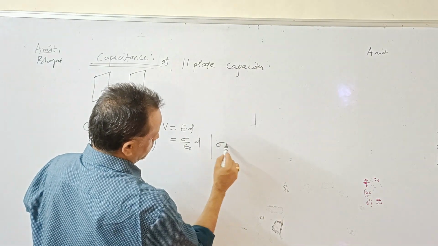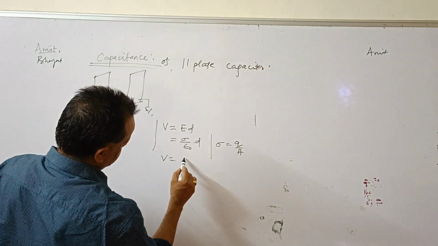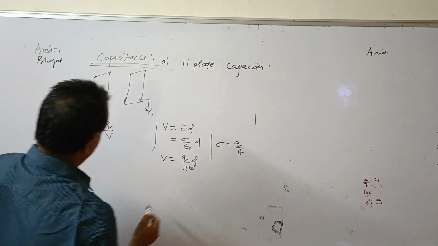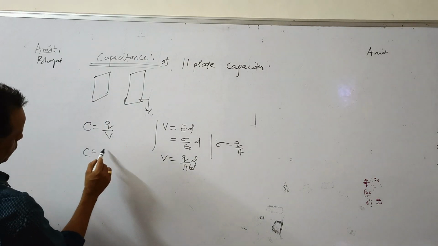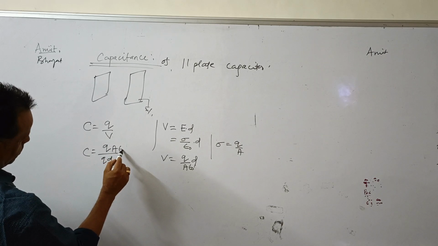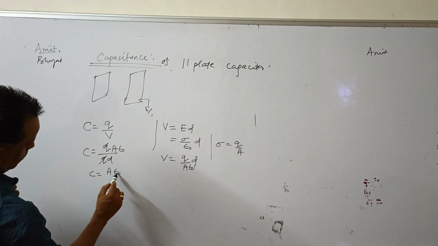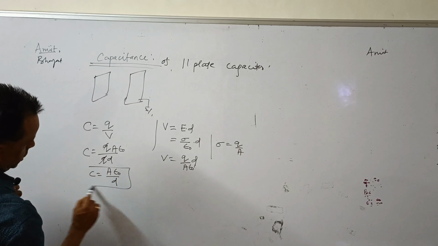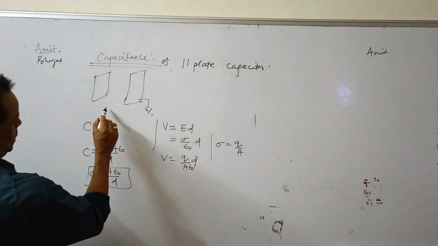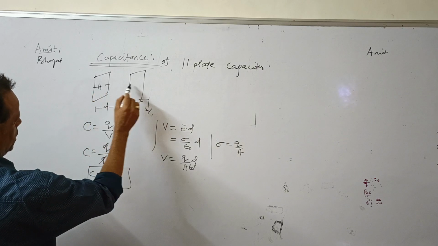Sigma is the surface charge density. So sigma can be written as Q by A, and V is Q d by A epsilon naught. C is equivalent to Q into A epsilon naught by Q d. Q gets cancelled out. We are left with A epsilon naught upon d. This is the capacitance of a parallel plate capacitor. d is the distance between the plates and A is the area of the plate.